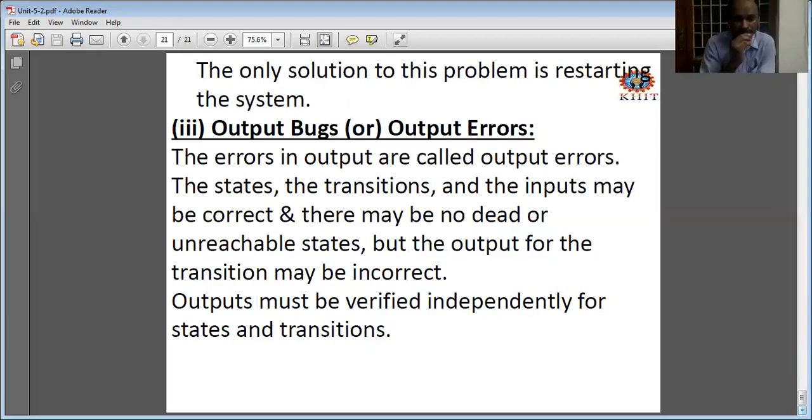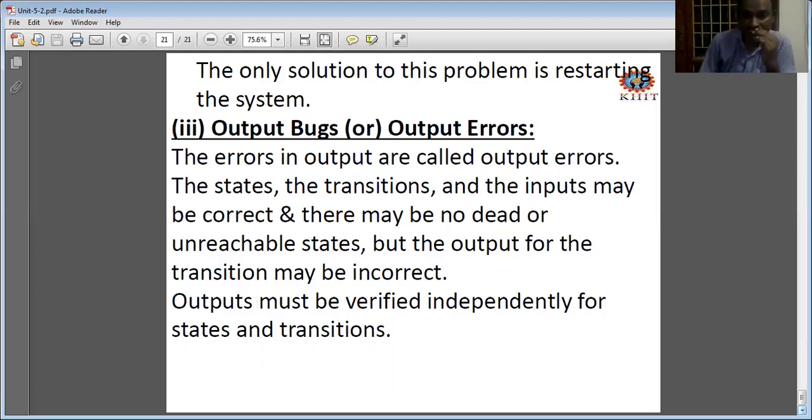The third one is output bugs, or output errors. The errors in output are called output errors. The states, the transitions, and the inputs may be correct, and there may be no dead or unreachable states. But the output for the transition may be incorrect. That is the problem in the case of output bugs. So output bugs come under the transition.